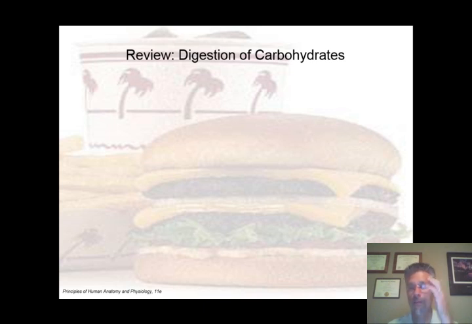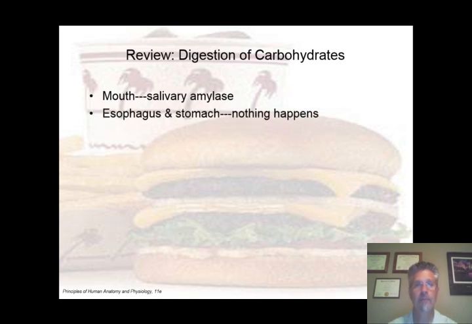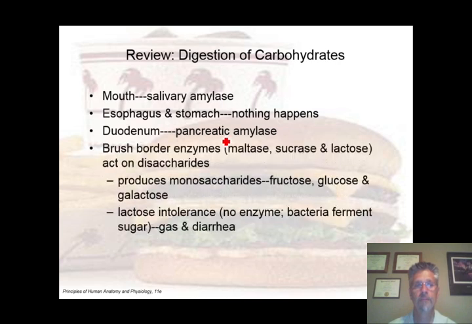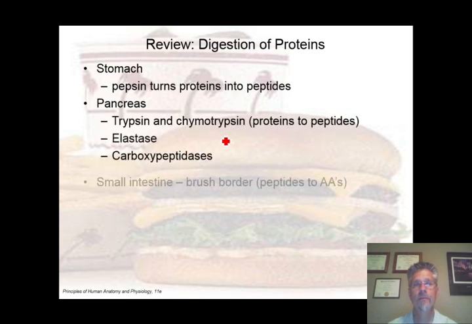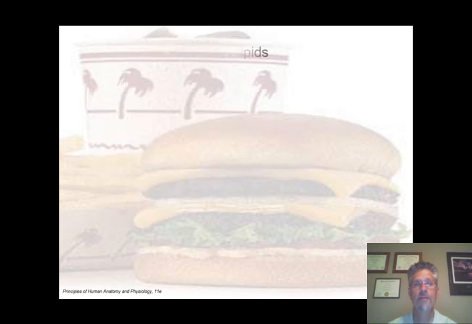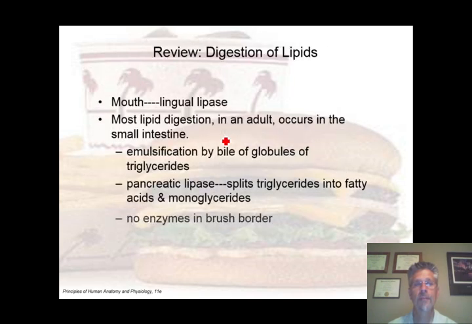So there are some reviews that I have in here for what happens in terms of these carbohydrates. What do we start out with in terms of a macromolecule? What do we end up with in terms of a product, a smaller building block? And I go over the different areas where carbohydrates or starches might be digested and how they are digested in terms of the enzymes involved. So we do that for carbohydrates, we do that for proteins, we do that for lipids as well.